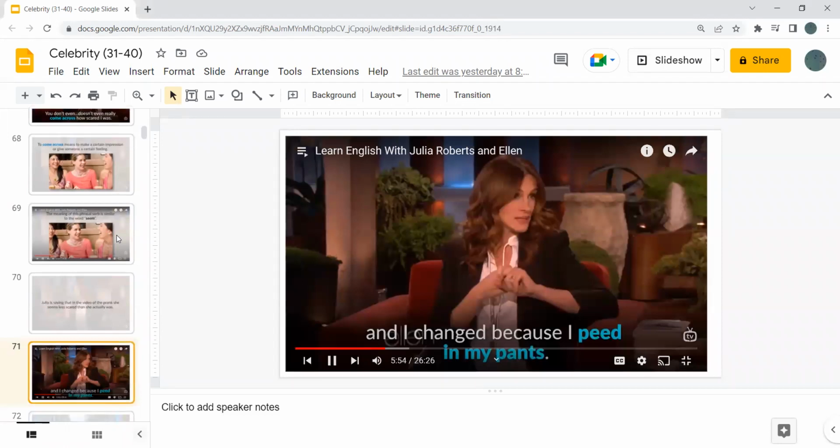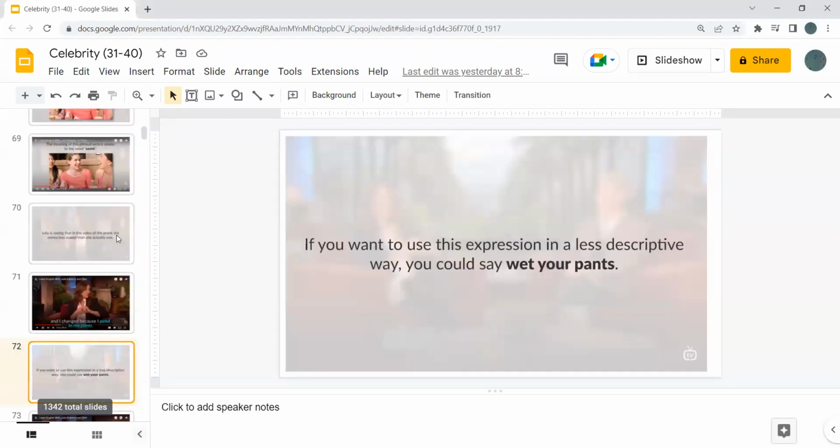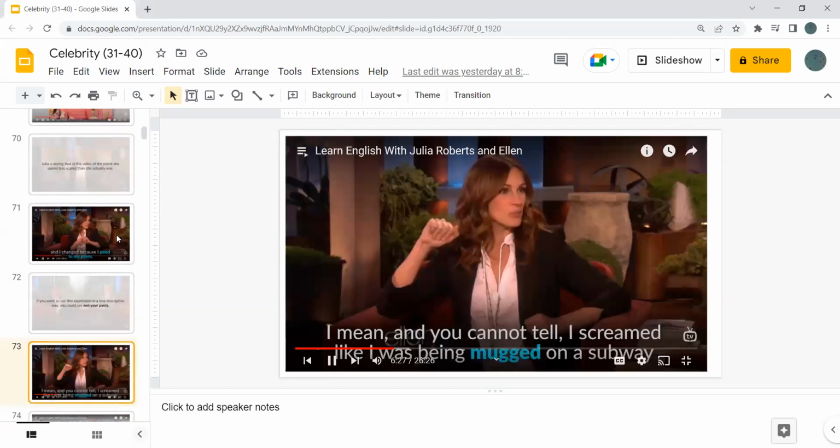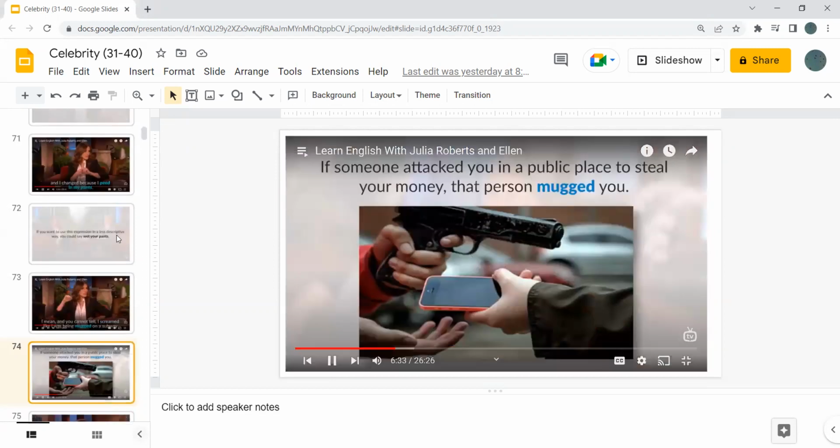And I changed because I peed in my pants. If you want to use this expression in a less descriptive way, you could say wet your pants. I mean, and you cannot tell. I screamed like I was being mugged on a subway. If someone attacked you in a public space to steal your money, the person mugged you.